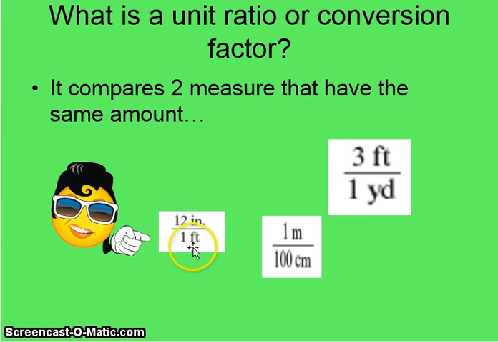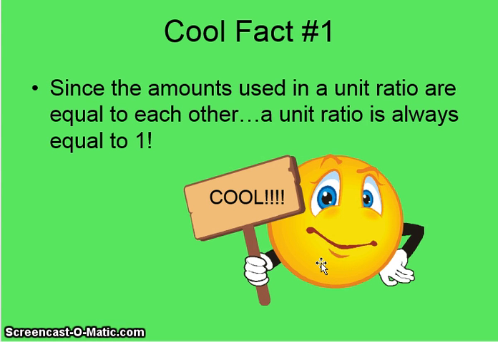We know that 12 inches is also equal to 1 foot. So this is a conversion factor that converts feet to inches. And 1 meter is equal to 100 centimeters. So this would convert centimeters to meters. Notice that all these are comparing equal amounts. So since the amounts used in a unit ratio or a conversion factor are always equal to each other, those unit ratios are always equal to 1.